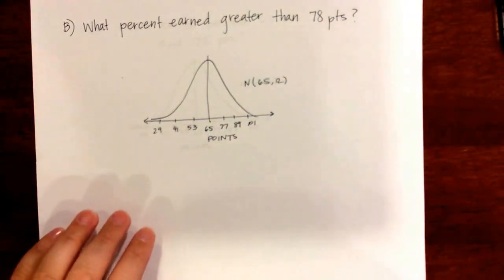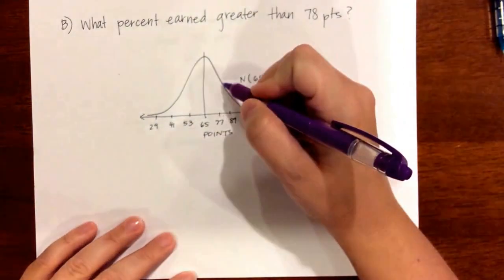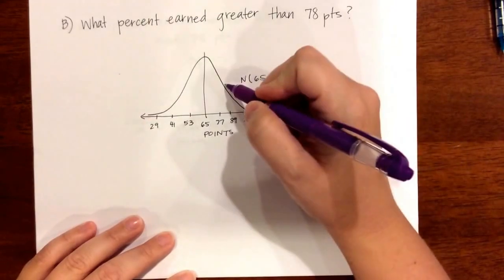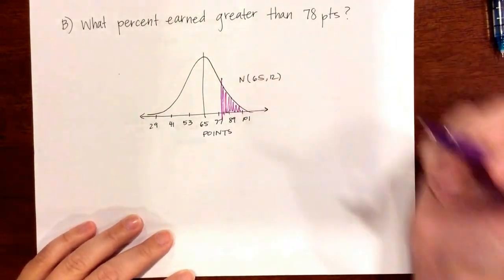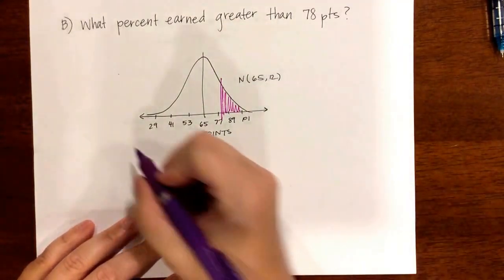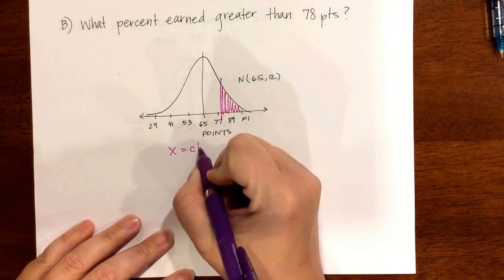Okay, what percent earned greater than 78? Again, I would have drawn this out. I'm going to go to 78, and I'm going to shade greater than 78. So the question is about chem scores.